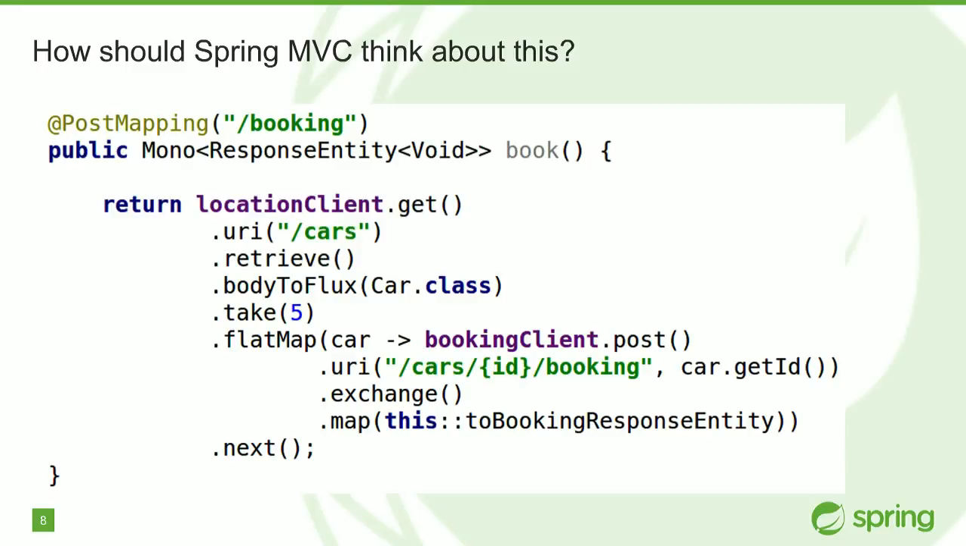So what you see here is basically a call through the reactive web client. You can see the functional API that we have. It's quite a bit different from the REST template approach, for example. We're making a call to a particular URL /cars. Then we are decoding that stream, and we're taking the first 5 car objects, elements, and then we're using flatMap because we're making a nested call. For each one of those, we're going to make another HTTP post to make a booking, and then we're taking the result of that. Next actually means give me the first one, give me the next element.